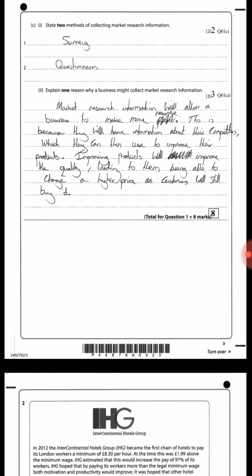Okay, next question. Now here we've got our first 3 marker. So with 3 markers you make a point and then you extend it with 2 links. Explain one reason why a business might collect market research information. So it's only asking for one reason. This student here has written, market research information will allow a business to make more revenue. This is because they will have information about their competitors, which they can then use to improve their products. Improving products will improve the quality, leading them to be able to charge a higher price as customers will still buy it.